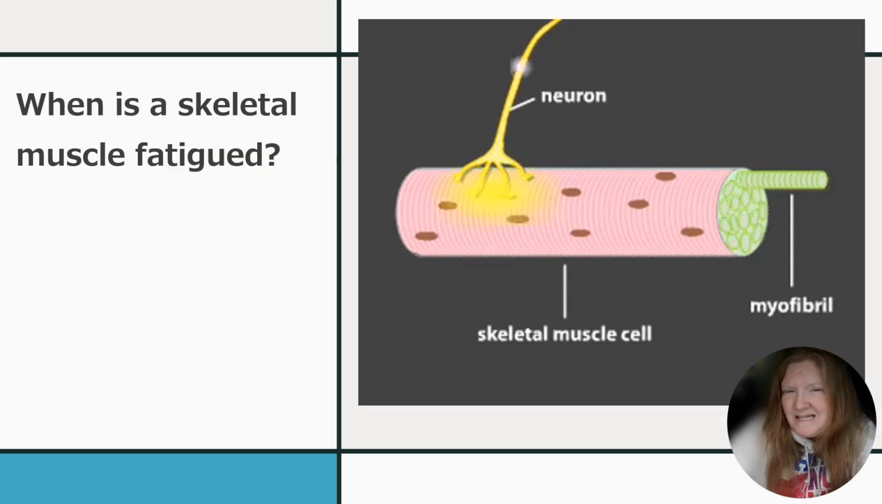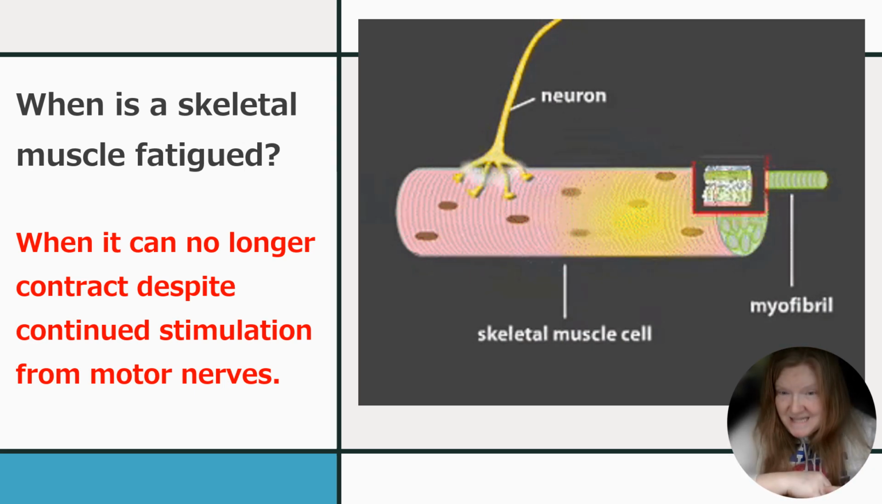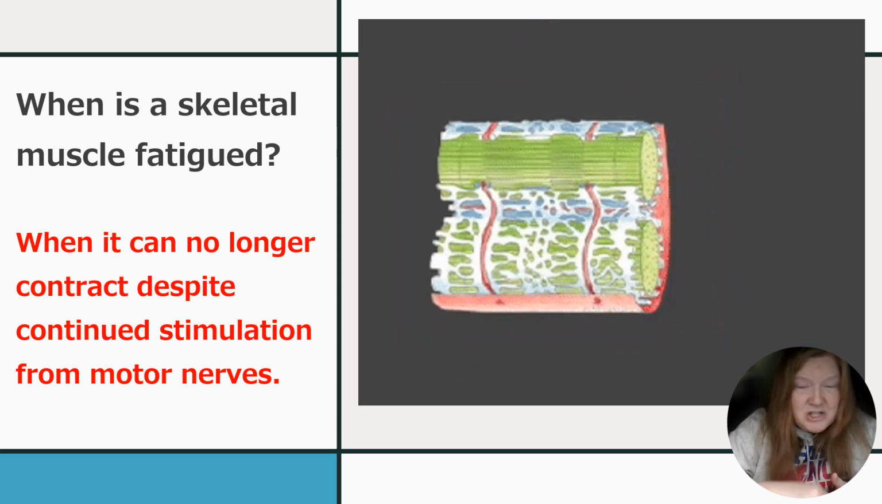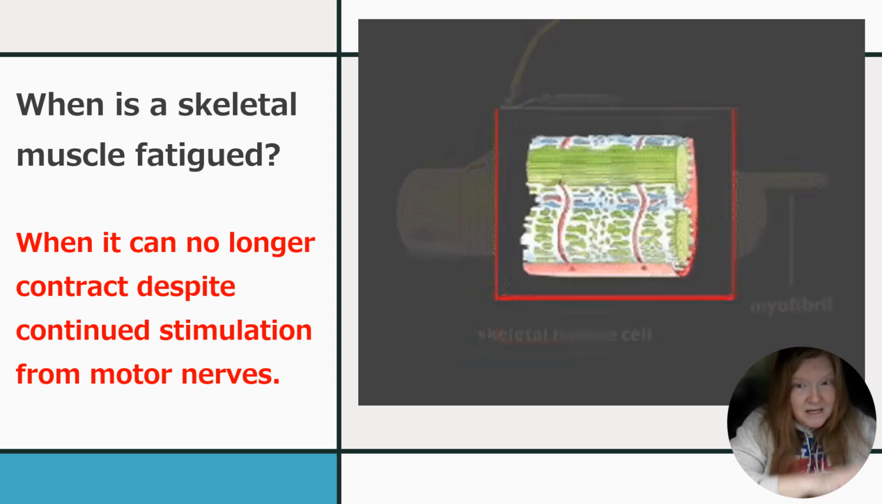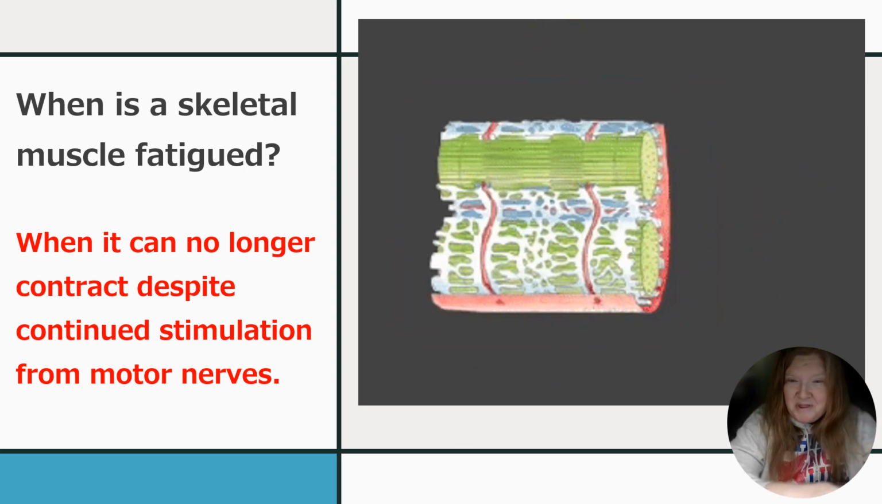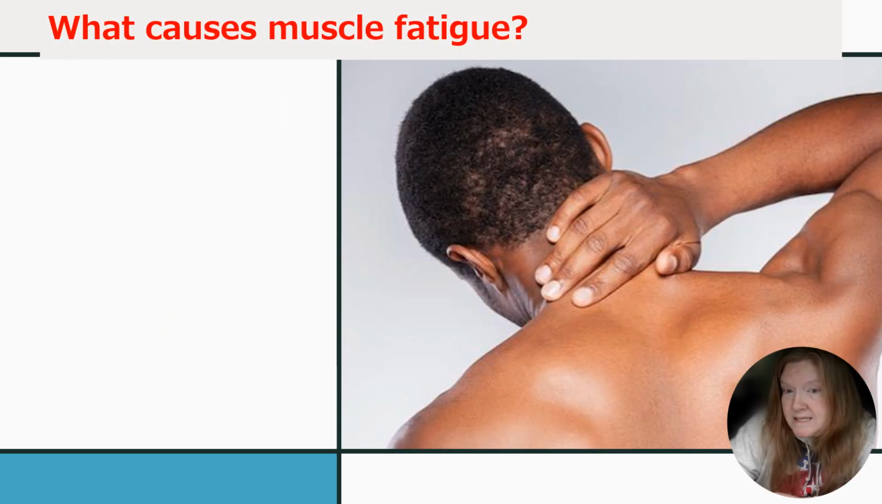So when is a skeletal muscle fatigued? Well, when it can no longer contract despite having nervous system signals sent to it telling it to contract. So there are signals being sent. You want to move your muscles, but the muscles simply aren't able to contract. They're fatigued despite getting the signals. So the signals are coming through just fine, but the muscles are fatigued. So what causes the fatigue?